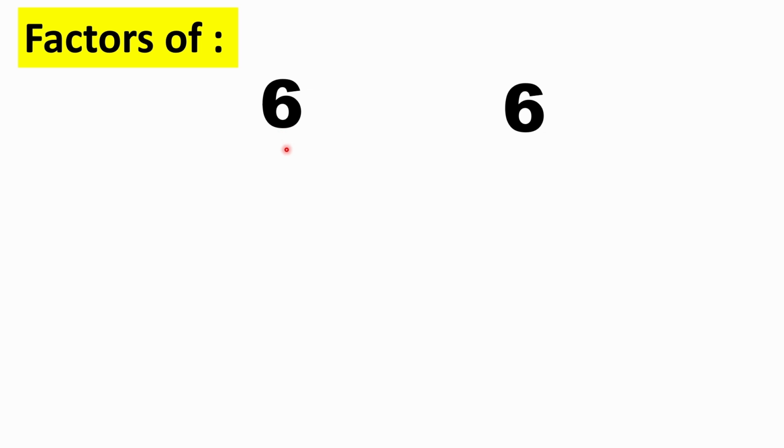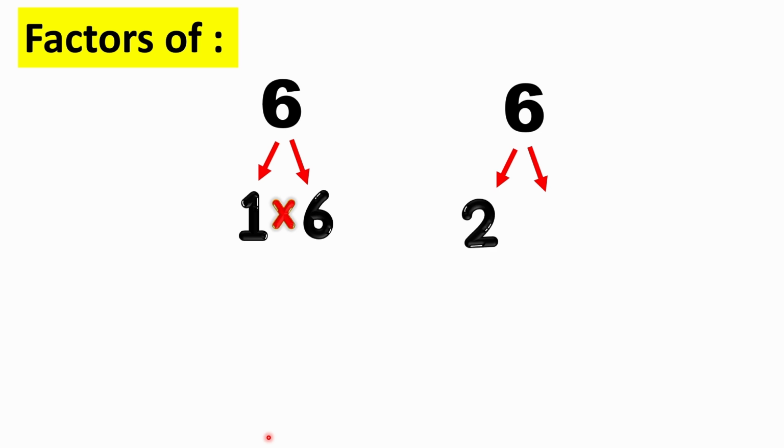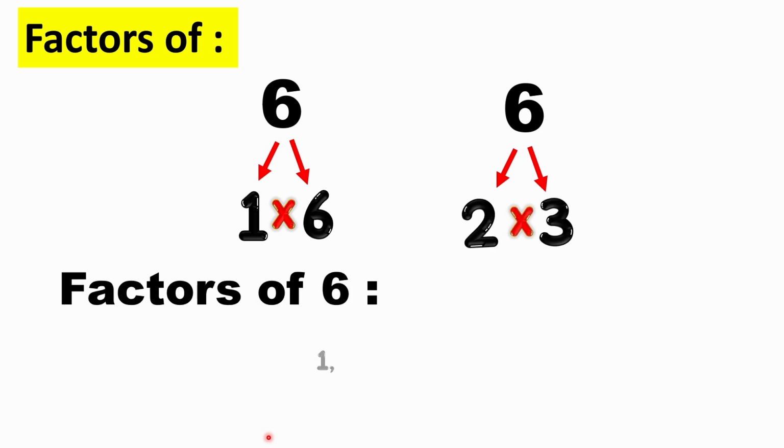Now let's try 6. What are the factors of 6? We have 1 times 6, and the other factor is 2 times 3. So the factors of 6 are 1, 2, 3, and 6. So there are 4 factors of 6, which are 1, 2, 3, 6. So 6 is a composite number because 6 has more than 2 factors.